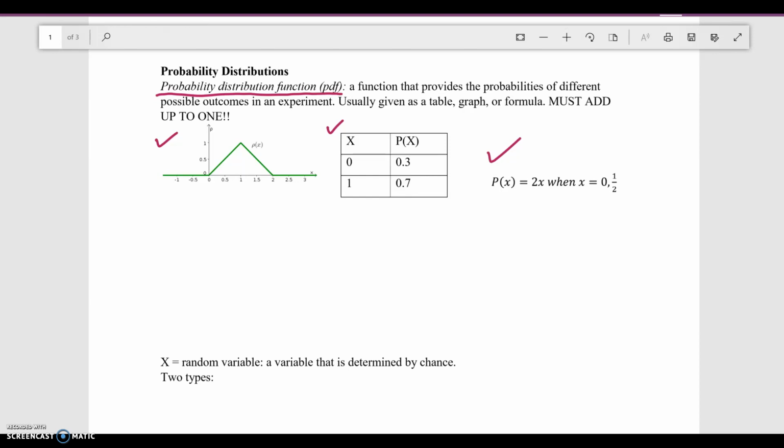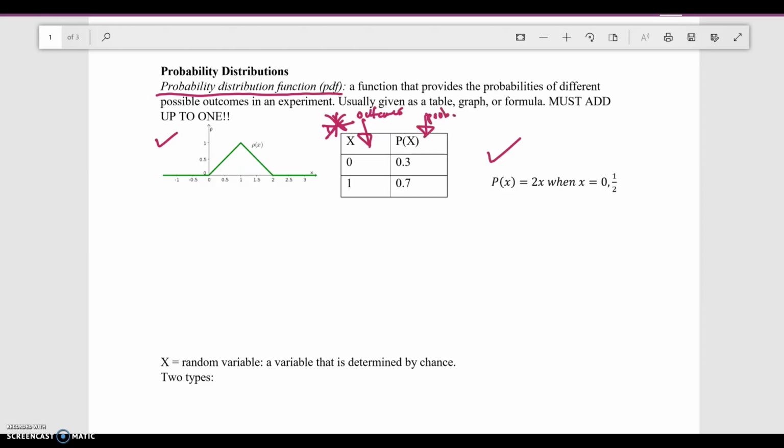However, usually making a graph and a formula can be really hard. So this is the one that we're mainly going to be using. So the table. Now notice that they all must add up to 1. So what I mean is here are the outcomes. So the table's a little bit easier to see. Here are all my outcomes. And these are the probabilities of this outcome.